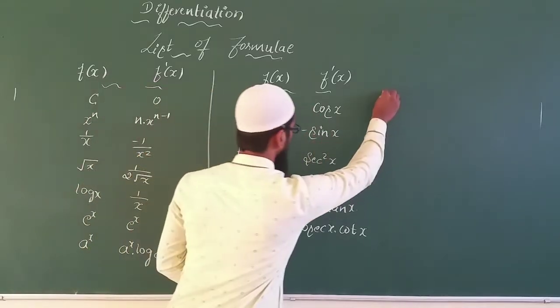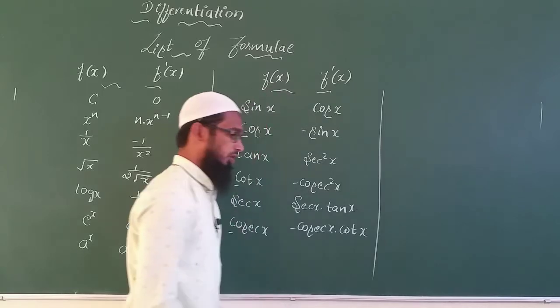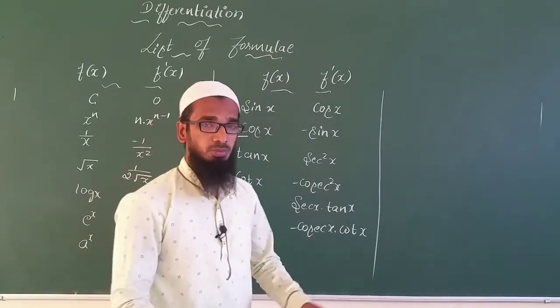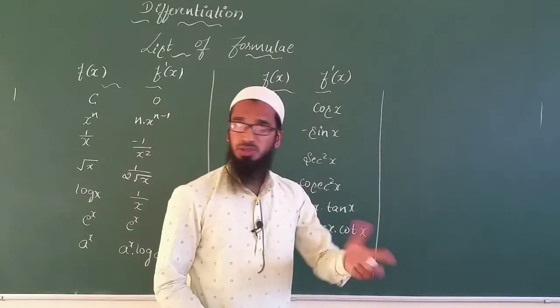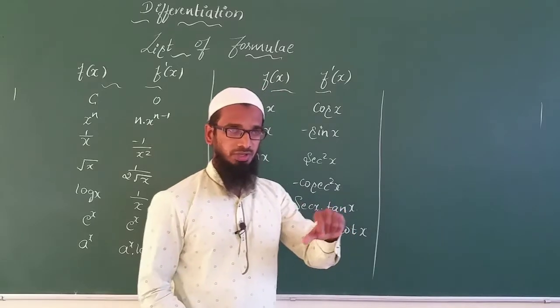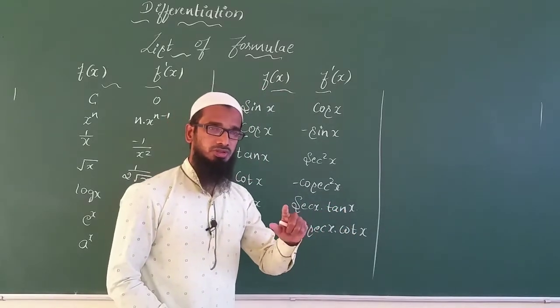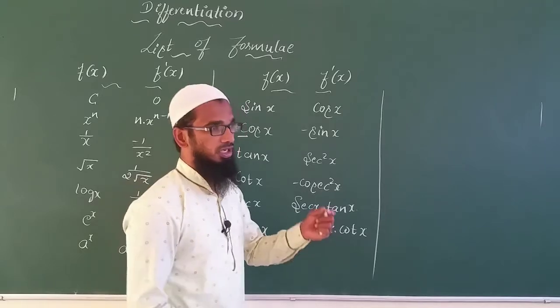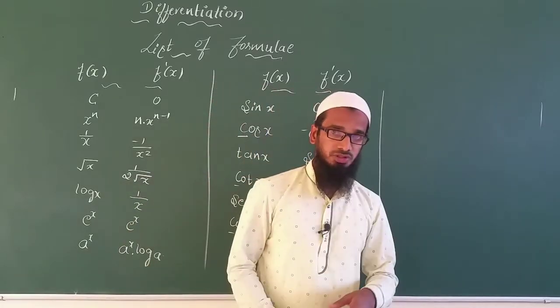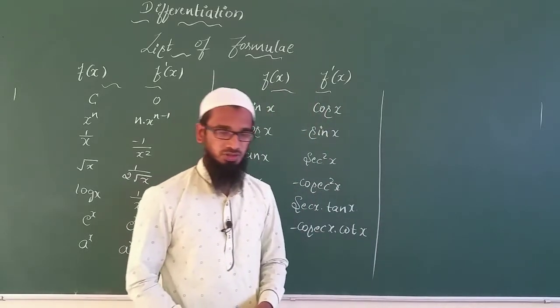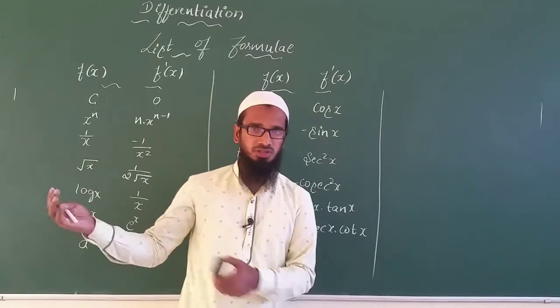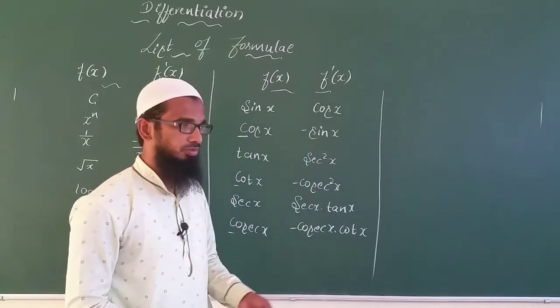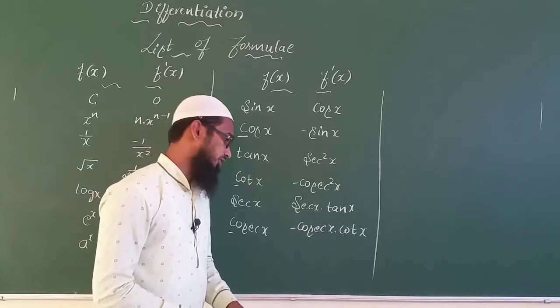These are called trigonometric functions, because we have already studied the different types of functions. There are five types: logarithmic function, inverse function, algebraic function, trigonometric function, and lastly exponential function. Among all these we can see which are the algebraic, logarithmic and exponential functions.